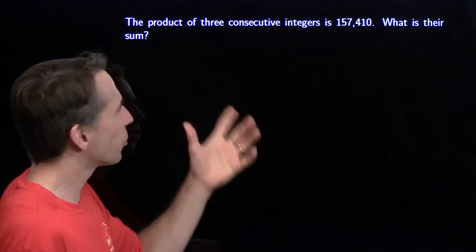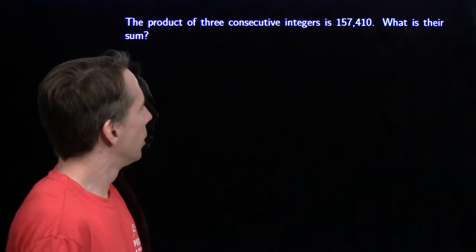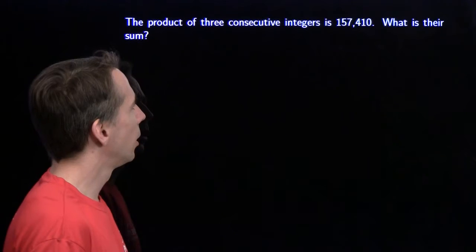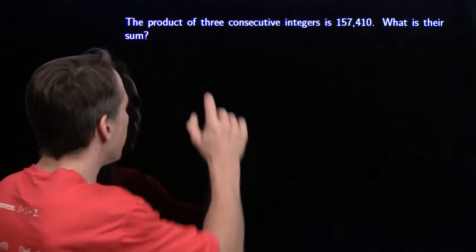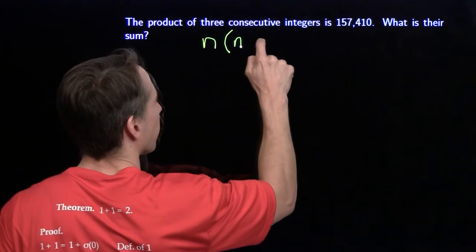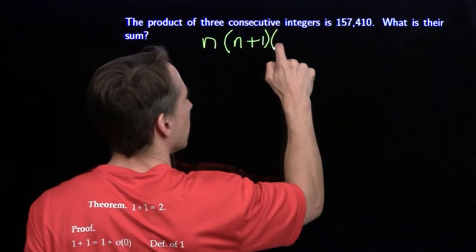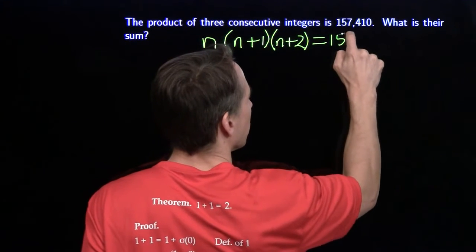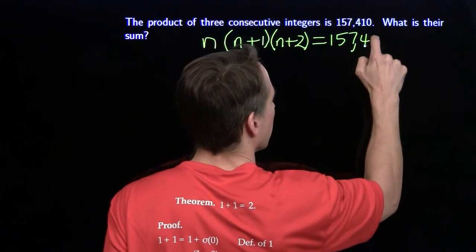Here we have the product of three consecutive integers is pretty large, and we want the sum of those integers. Well, first, to play around a little bit, we're going to go ahead and write an equation. Here's my product of three consecutive integers, and we know that this is 157,410.